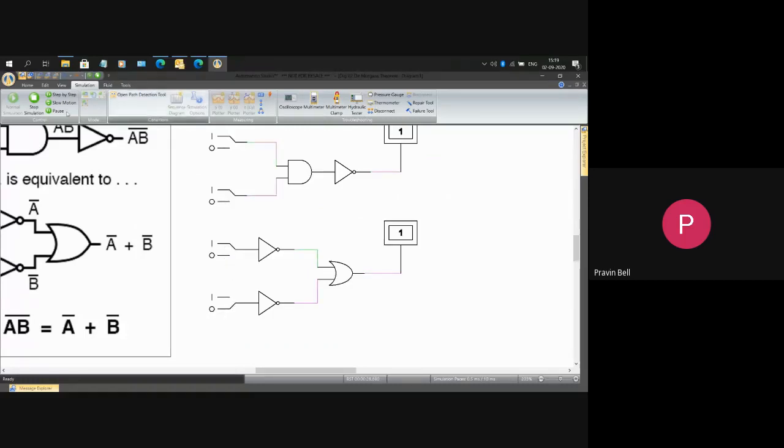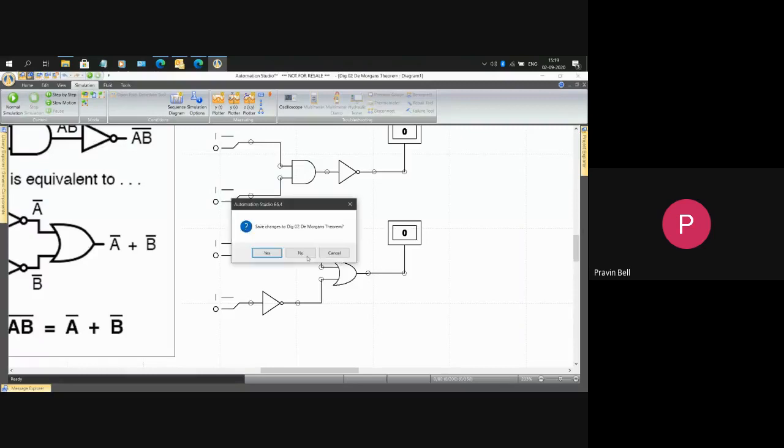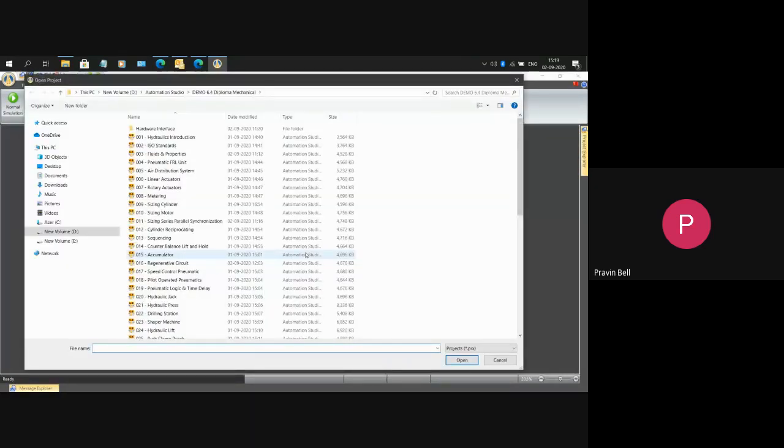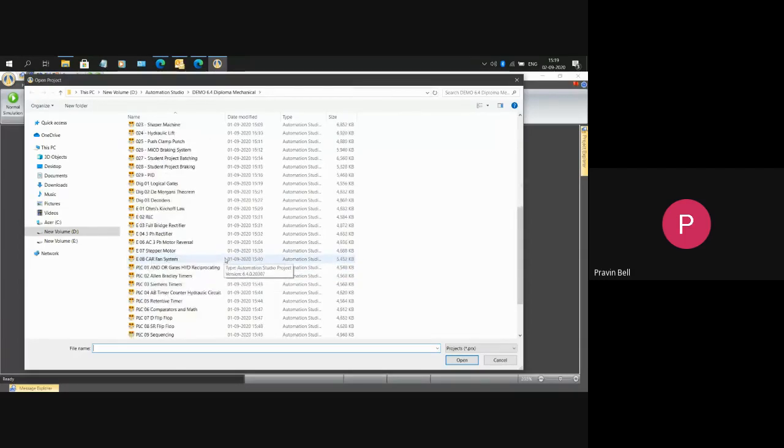Okay, you can build any type of digital electronic circuit here. The only thing not available in Automation Studio are the actual industry ICs, such as the 7400 series, 5000 series, and op-amps. Those are not there, but logic gates, decoders, SR, JK, D flip-flops, all of them are there. You can perform those practicals.